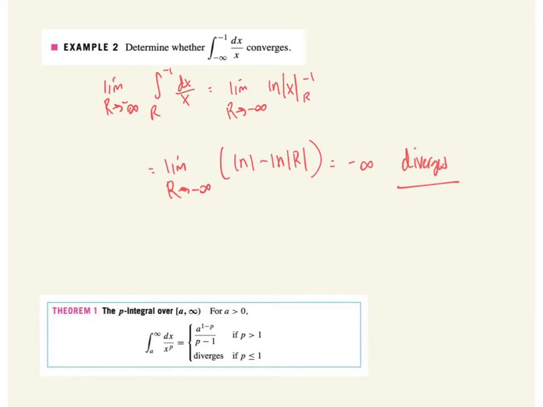So down here with theorem 1, the p integral from a to infinity for a greater than 0 is given below. If p is greater than 1, you would have that result, and if p is less than or equal to 1, then it will diverge.